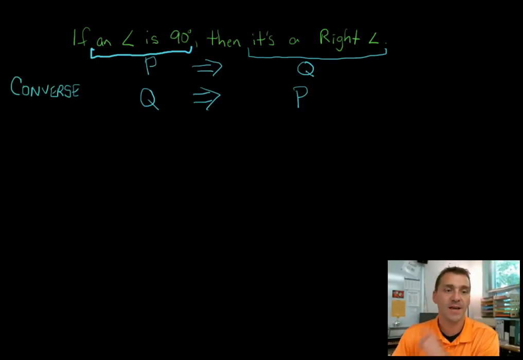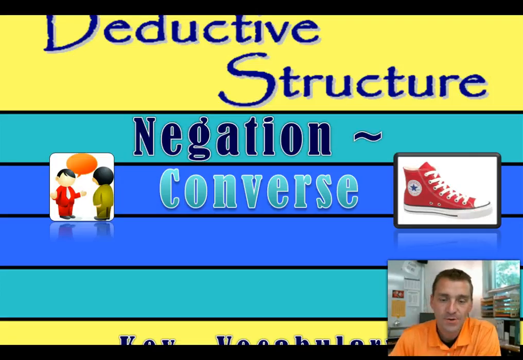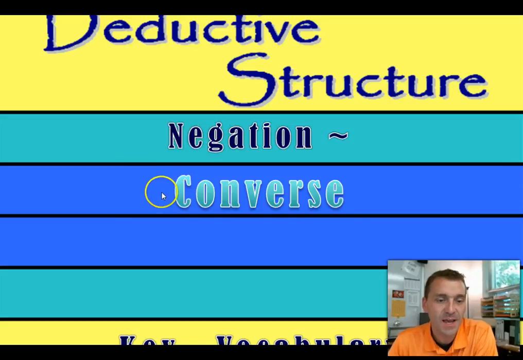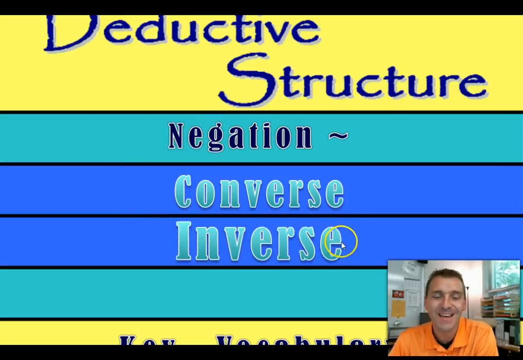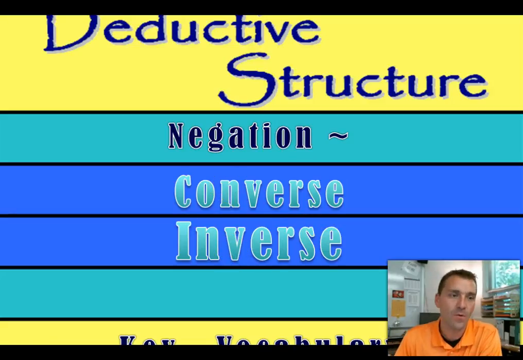Okay, so we got negation. When you negate something, make it not this or negate that, or you converse, you flip-flop. So next thing then is this. You can take a conditional statement and do what we call the inverse. You can inverse a conditional statement. So we got converse, which is a flip-flop. Inverse is a little bit different. So let's do that one.